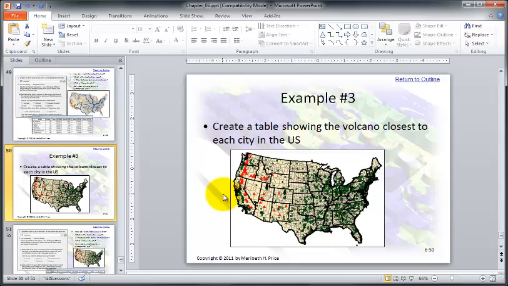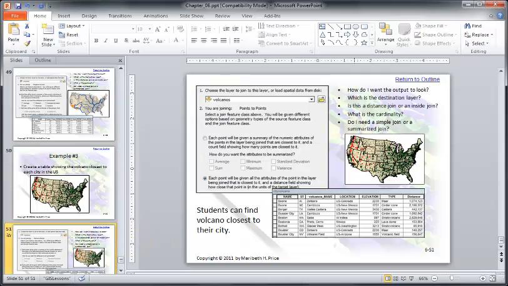In the final example, we create a table showing the volcano closest to each city in the United States. In this case, we're creating a city volcano layer based on the volcanoes, and it's going to tell us the distance from the volcano to the cities. And of course, the cities are here in the name column. That wraps up Chapter 6 of Mastering ArcGIS by Maribeth Price, 5th edition.